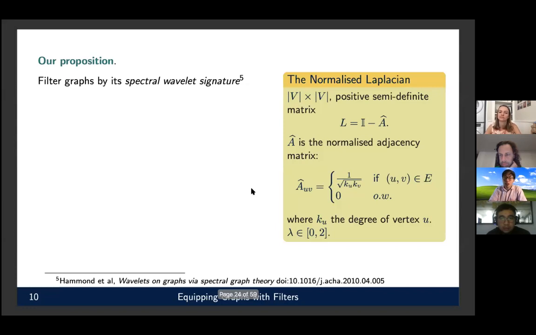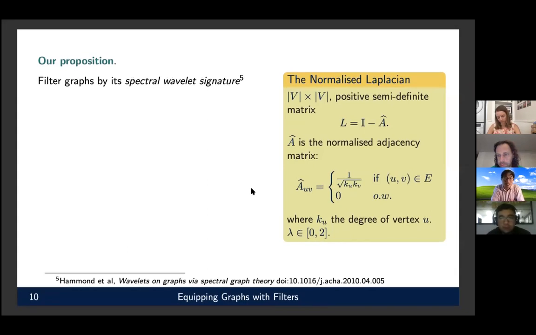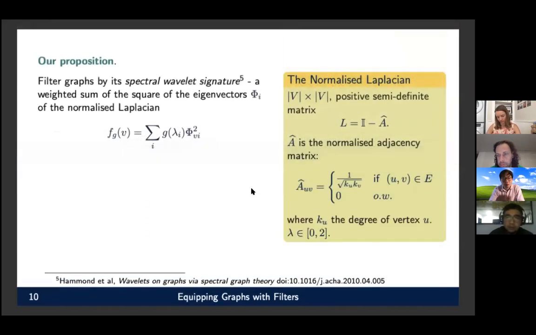If you've never seen the normalized Laplacian, it's just like the familiar Laplacian, except instead of the degree matrix minus the adjacency matrix, it's the identity minus a normalized adjacency matrix, where the entry for each edge is normalized by the square root of the degrees of the nodes attached. And given this normalized Laplacian, how many things can we do with it? Well, we look at its eigenvectors and eigenvalues, and we consider this function on vertices. We take φ_i, the eigenvectors, and square them element-wise. Then we multiply φ_i² by a function g of the eigenvalues λ_i, and we sum over this weighted sum.